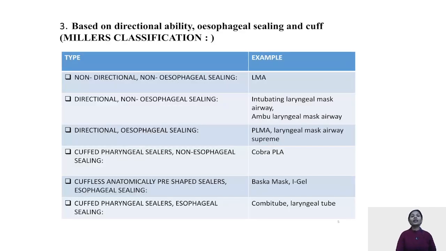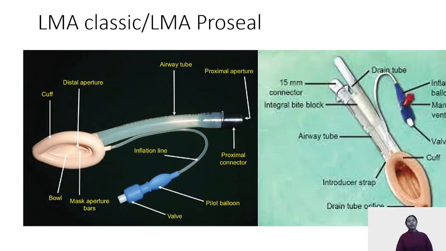Then, based upon directional ability, esophageal sealing and cuff, there is one more classification of the LMA. If interested, kindly take screenshots and you can read up on the classification. But the most important, I've already told you, is single, double and triple lumen. And overall, if asked, Miller's classification is used for the classification of your SGAs. Coming to the images, classic LMA, I've already told you. Then you can have the LMA ProSeal.